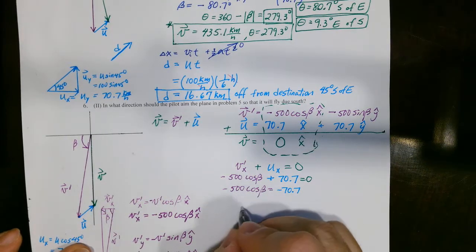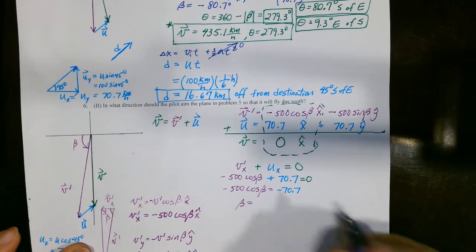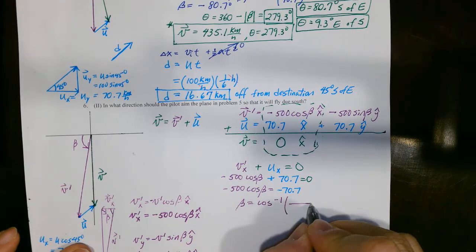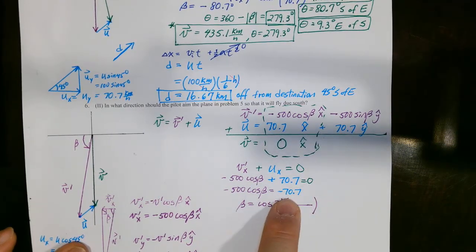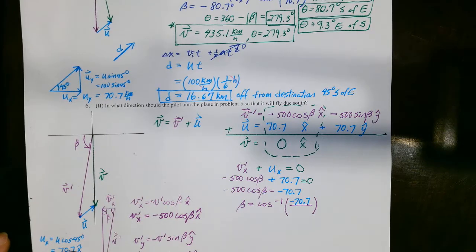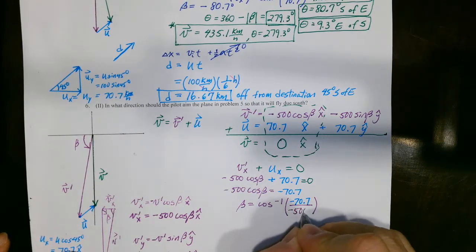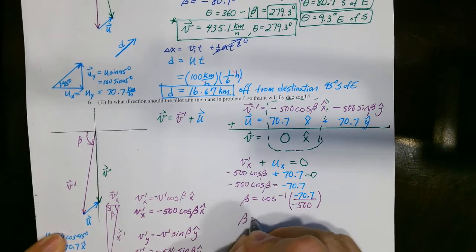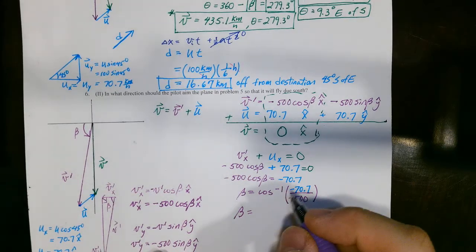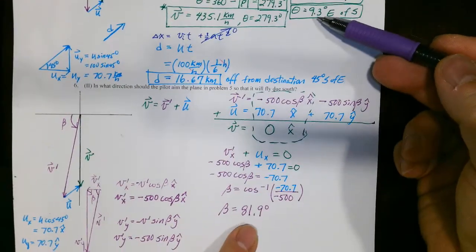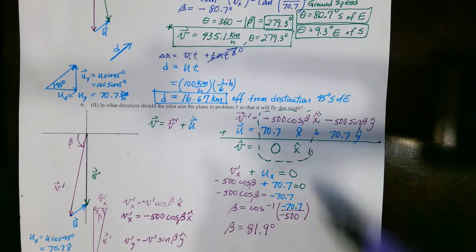So hopefully you can see that beta now is equal to cosine inverse of negative 70.7 divided by negative 500. Negative over negative is going to come out to be positive, but I'll still put it in there. So the beta should come out to 81.9 degrees, which is not the same as 80.7 up there. Okay? That's not the same.